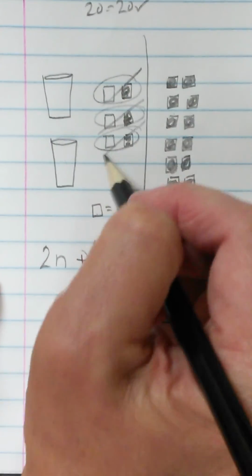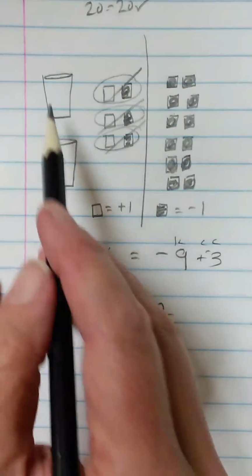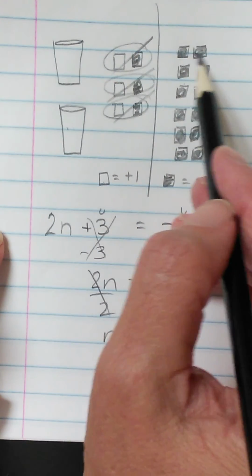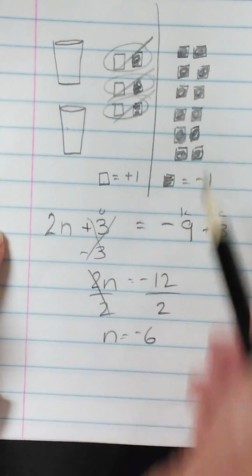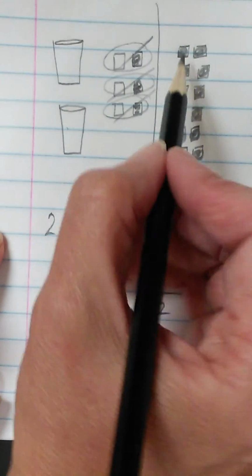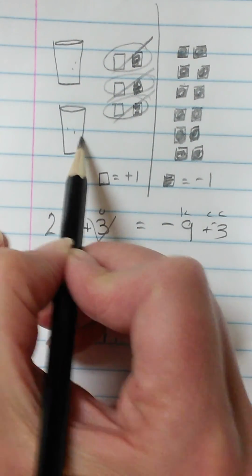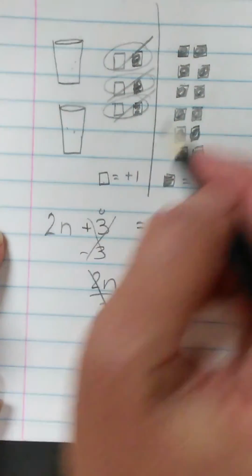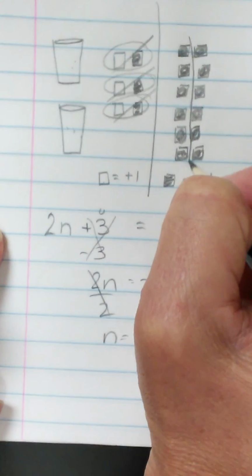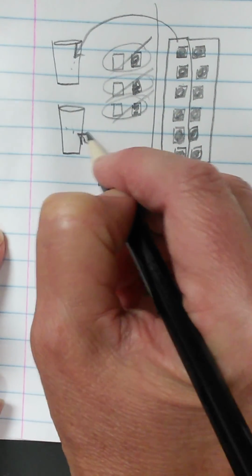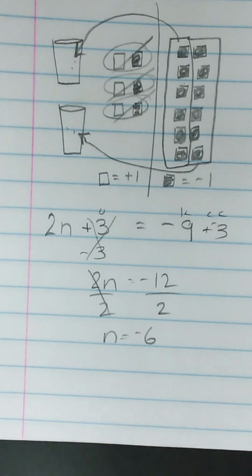Now these cancel each other out. But I've got 2 cups and this many chips. I think it's 12 chips. So 1 chip goes here. 1 chip goes here. 1 chip goes here. 1 chip goes here. So by the end of my doing that, I would have gotten 6 chips into 1 cup and the other 6 chips into the other cup because it has to be the same amount.